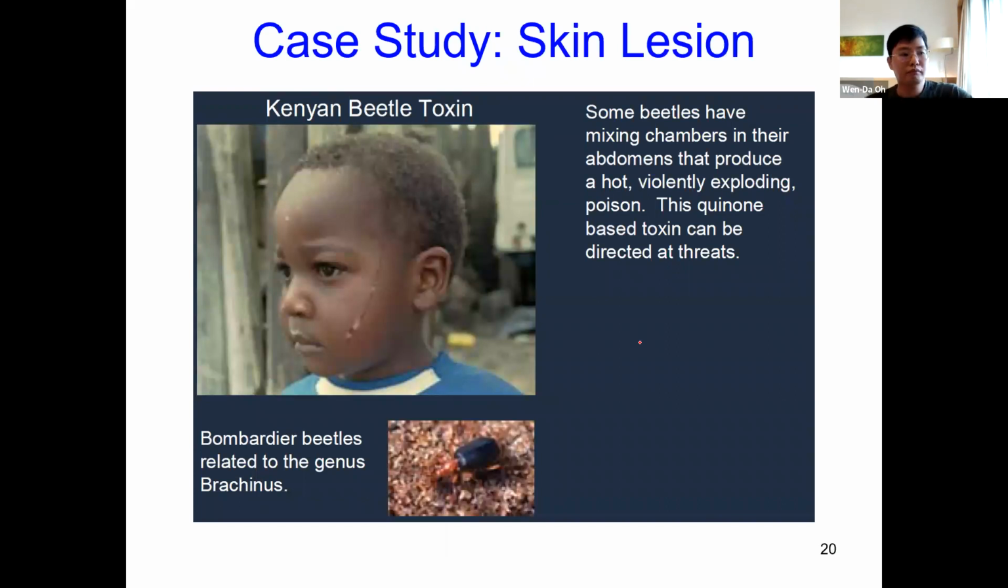Another example of skin absorption is this one, the beetle. This is one of the classical examples whereby certain kinds of beetles can release certain toxin that can cause the skin to erupt. It can cause blisters, it can cause a lot of problems. For example, you can see this boy. He has something on his face here. This is caused by something called the Bombardier Beetle. This Bombardier Beetle has certain chemicals in its body, a quinone-based toxin. When you touch it, you can suffer. You can burn your skin. So this is an example of absorption.